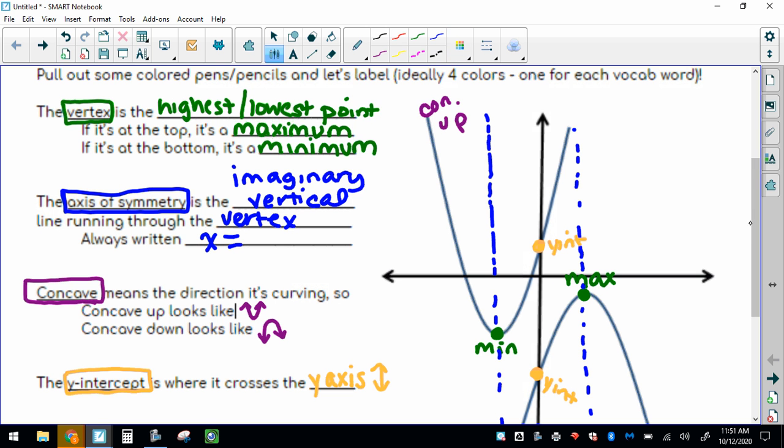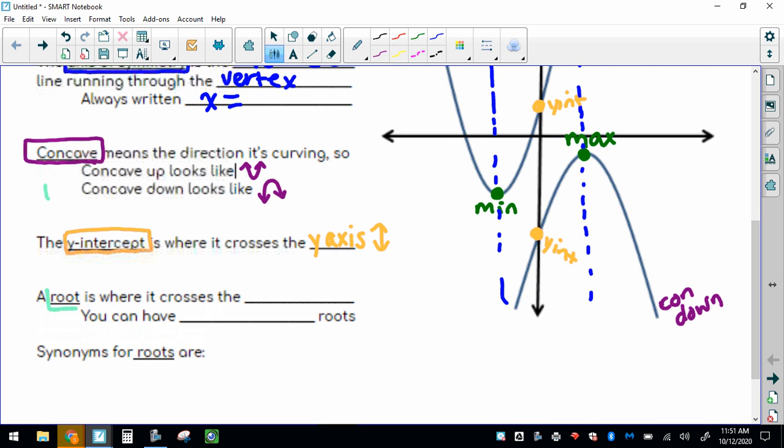And then let's choose a cyan for the last one, a root. Sorry for the jump. A root is where it crosses the x-axis, which is the horizontal one. So you can have 0, 1, or 2 roots. Any of them are fine. This one, the concave up graph, has 2 roots. It crosses here and here, which is fine. You're allowed to have 2 roots. It crosses the x-axis twice. This one has no roots because it never crosses the x-axis. Here's the x-axis right here, and it comes close but never hits it. So no roots for that one.